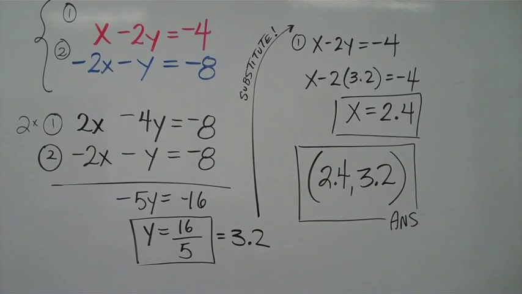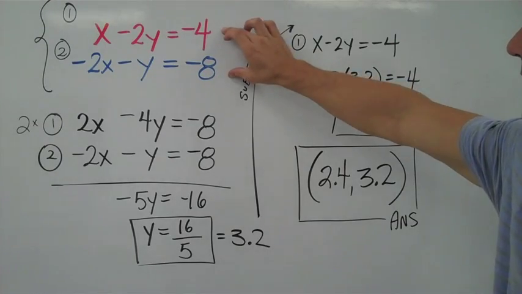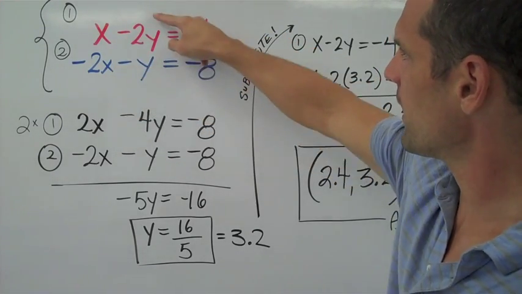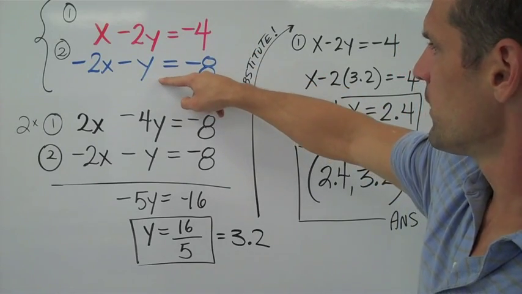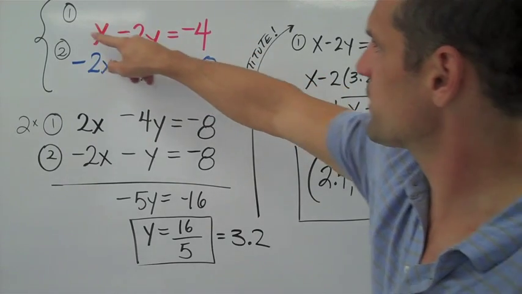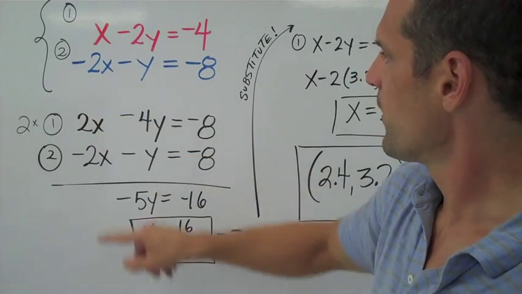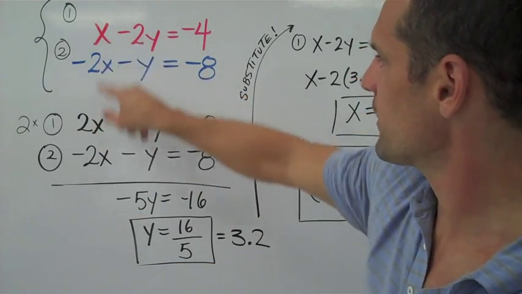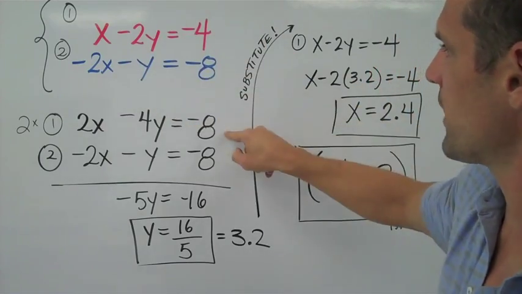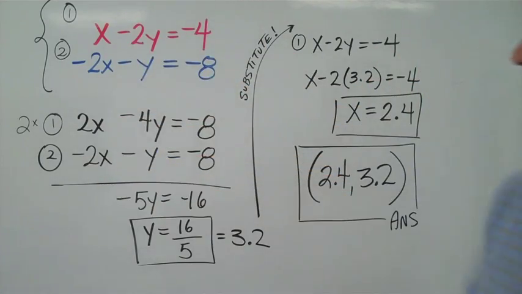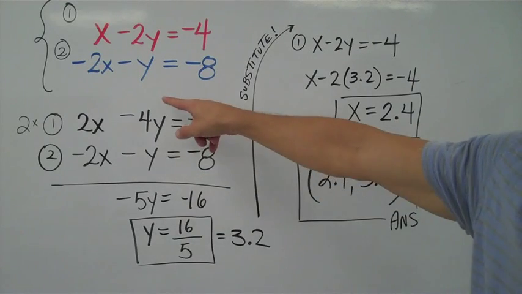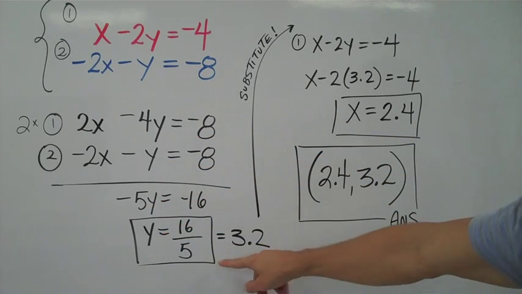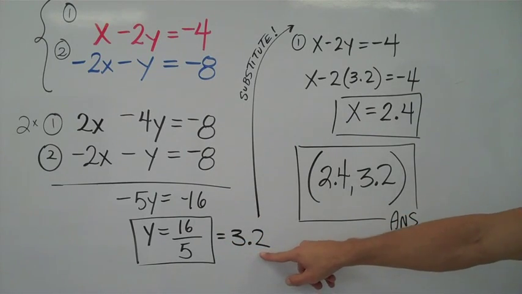So finally, when you get your red equation and your blue equation here, I see that I have x and a negative 2x, and a negative 2y and a y. So I know if I multiply this red equation by 2, I'll get 2x minus 4y equals negative 8, which sets up a cancellation with my x's. And I can now add my y's, get negative 5y equals negative 16. Solve for y, I get y is 16 over 5, or 3.2.